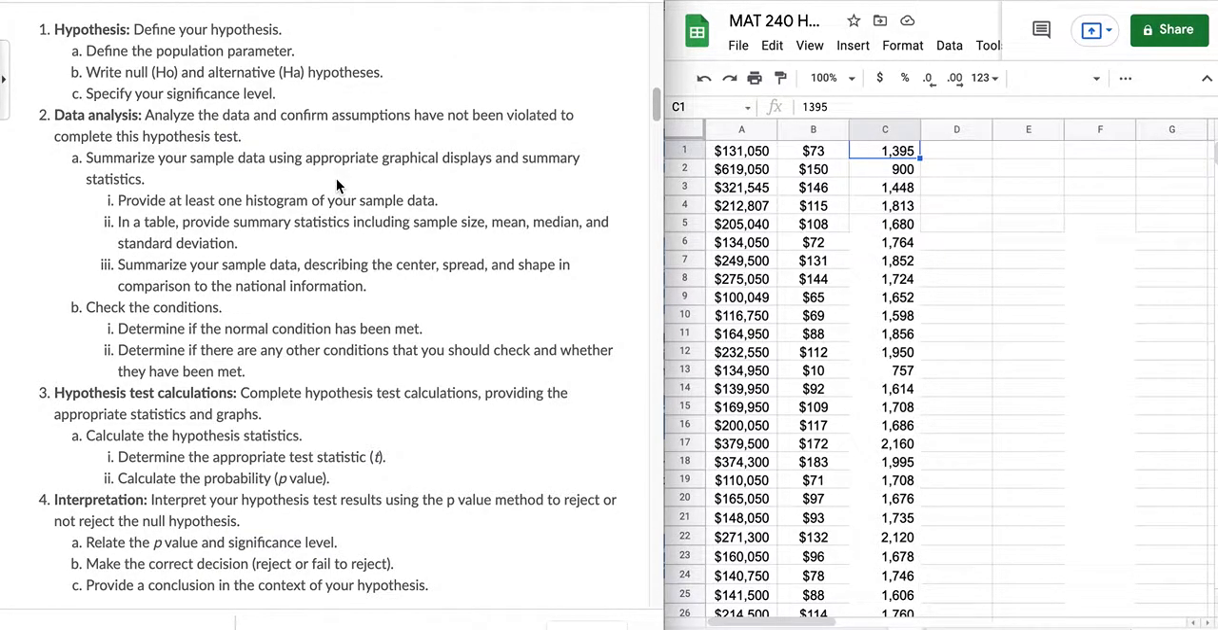Okay, so we got the null. You can go through these steps. This is just repeating what we set up above. You have to state your hypothesis. Data analysis: analyze the data and confirm assumptions have not been violated. You want to make a histogram. But if your histogram is at least somewhat normally distributed, you can use a t-test for means.